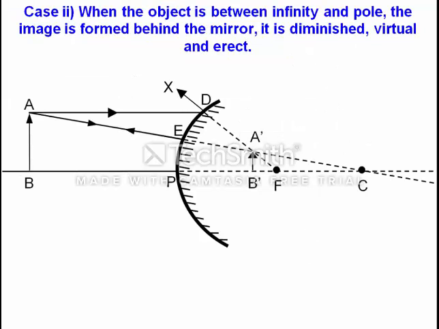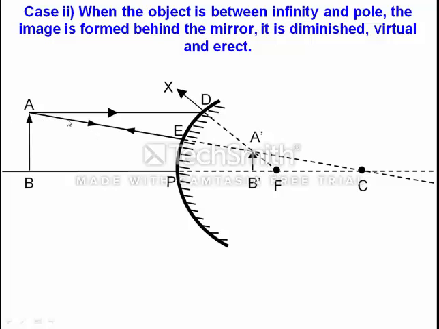Now the second case, when the object is placed between infinity and pole. We take any place between pole and infinity, and object AB is placed. Again, one ray is parallel to the principal axis, that is AD. After reflection, it will diverge, so it seems to pass through focus.